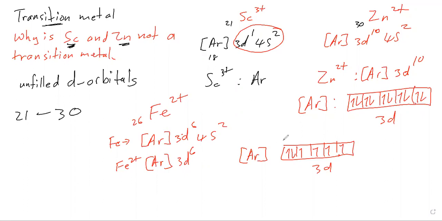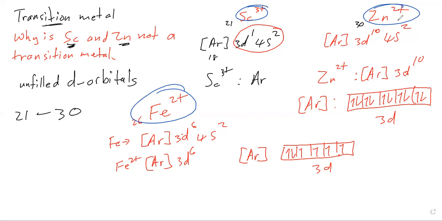Yes, sir. All right. Sir, can I go back one more time, please? So we have three elements on the board. We have scandium, zinc, and iron. Yes, if you have a friend, I want to share the link, sure.